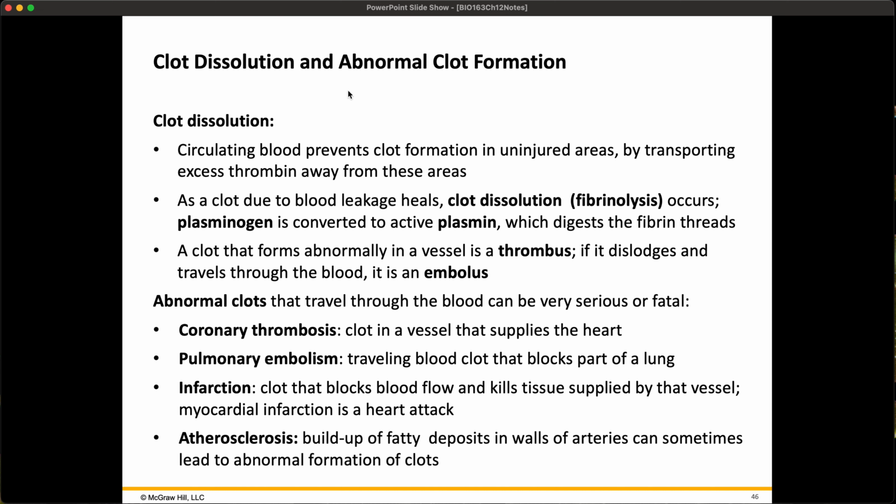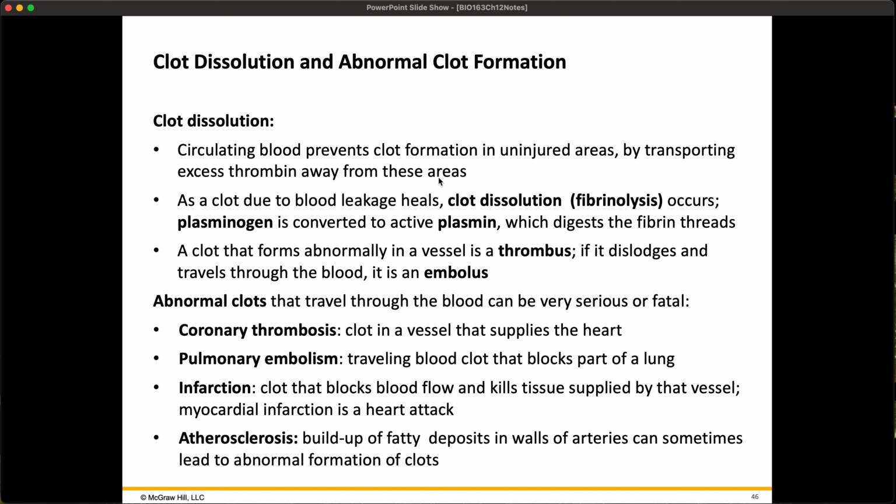So once you have a clot formed and the blood has stopped and wound healing has begun, you eventually have to dissolve that clot. So clot dissolution, what happens? Sorry, I got lost. Let me read this first thing. Circulating blood prevents clot formation in uninjured areas, transporting excess thrombin away from these areas.